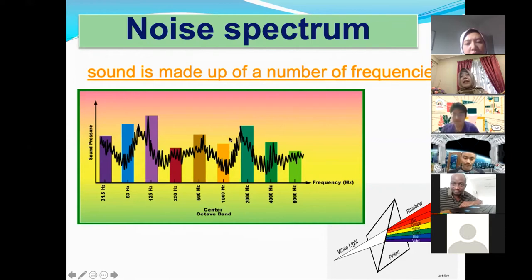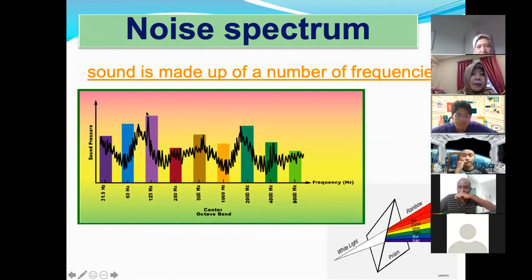So our task as engineers is to determine what is the dominant frequency from the source, and we need to treat it with material that can absorb the dominant source. For example, if the dominant source is 125, meaning that we need a material that has high sound absorption at 125. Okay.